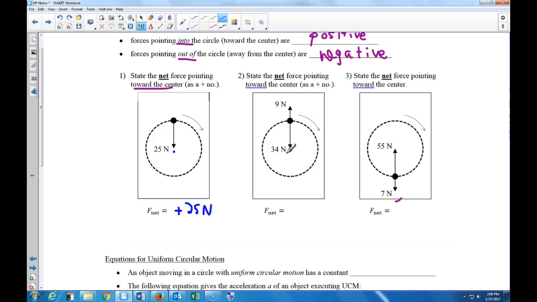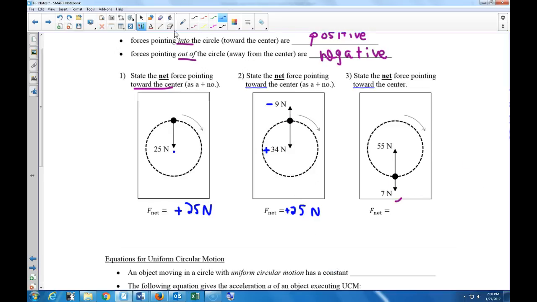Okay, let me try the next one. This one is pointing into the circle, so it's positive. Alright, so let me do 34 plus 9. The net force is this, right? Am I doing this correctly? Add them up. No, I've made a mistake. What's my mistake? Well, the 9 is out away from the middle of the circle, so I have to make it negative when I add them up. So 34 plus a negative 9 gives me a net force of 25. So that's 25 too. And the net force is positive because it's toward the center.